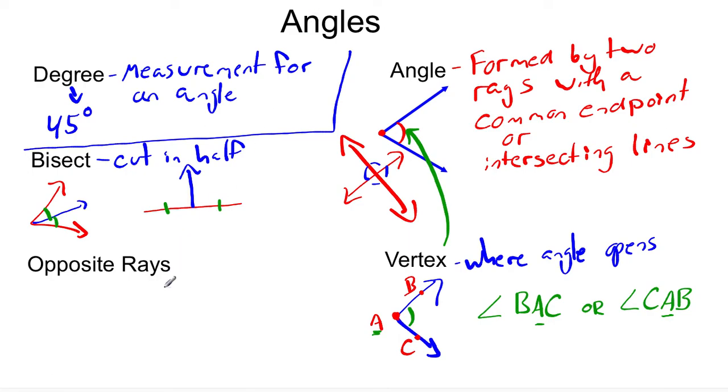And finally, we have opposite rays. So if I have a point, an endpoint, and I have a ray going this way, and a ray going in the opposite direction, what does that look like? Yeah, you'd be right if you said it's a straight line. Opposite rays are just rays with a common endpoint that go in opposite directions. So this is really nothing more than a line with a point, and at that point, we have those two opposite rays.